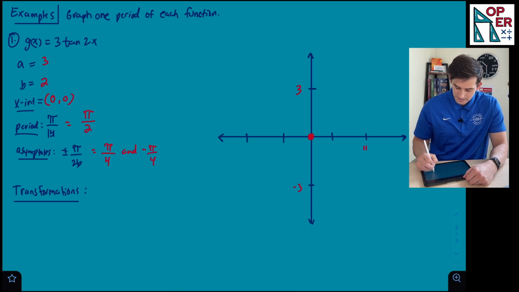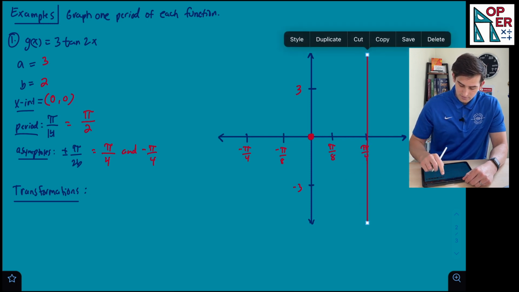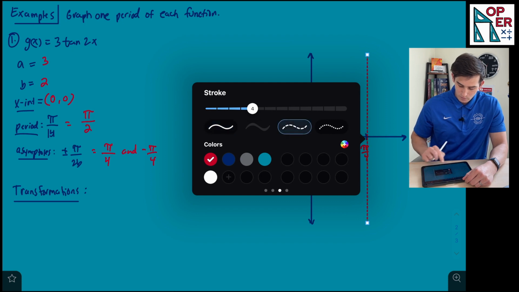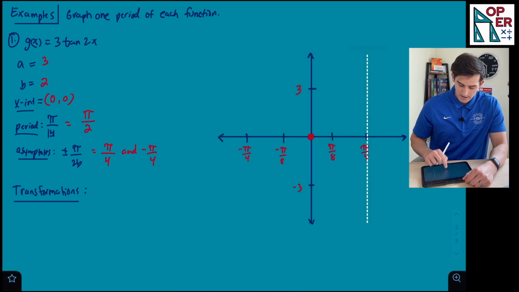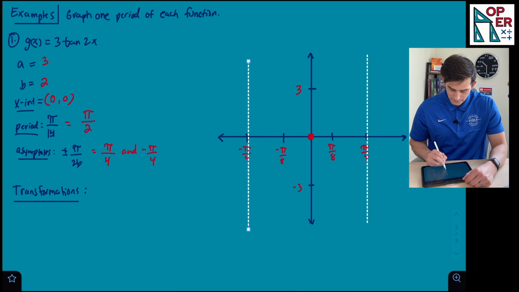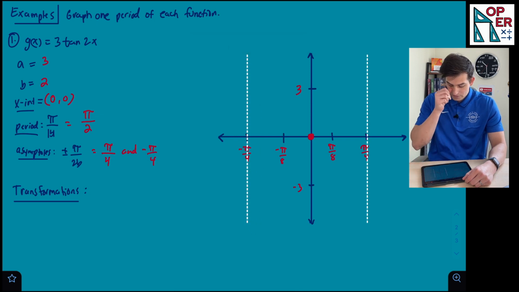So let's put this as pi over 4. Let's let this be pi over 8, negative pi over 8, and negative pi over 4. And let's draw vertical asymptotes here. So there would be 1. Let's make that a dashed line, and we'll make it white. And then we'll copy that and bring it over here to negative pi over 4. Okay, so those are our 2 asymptotes.